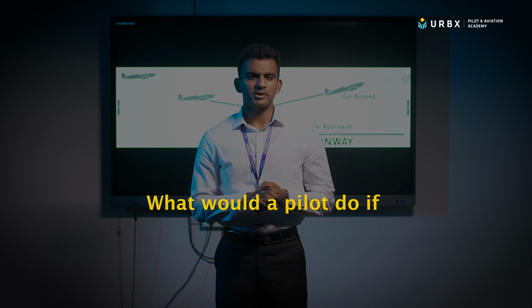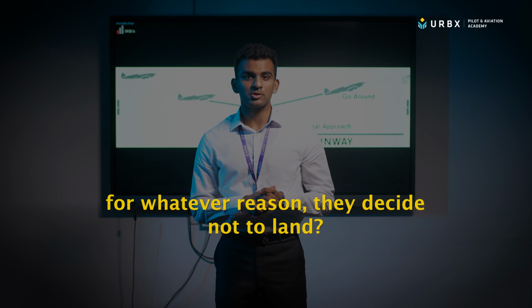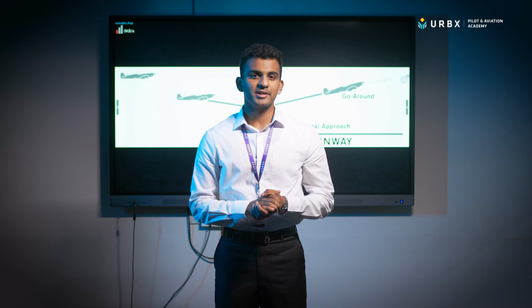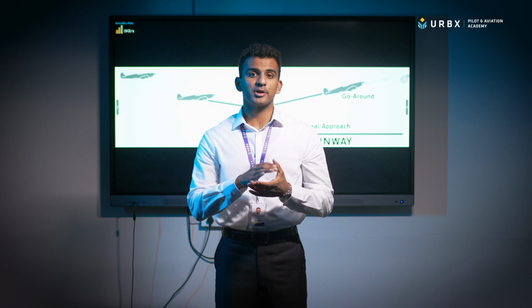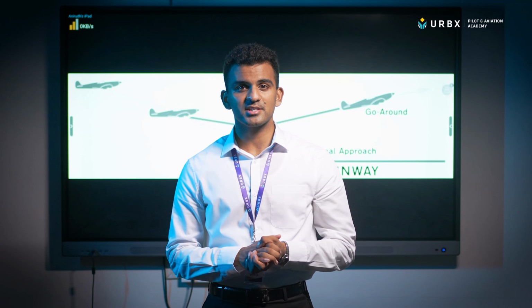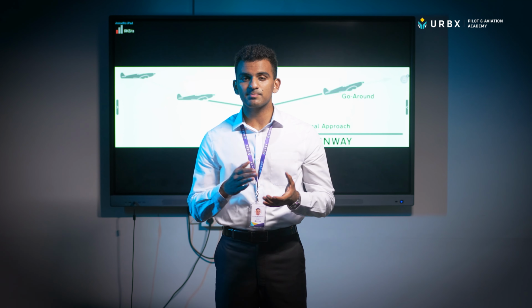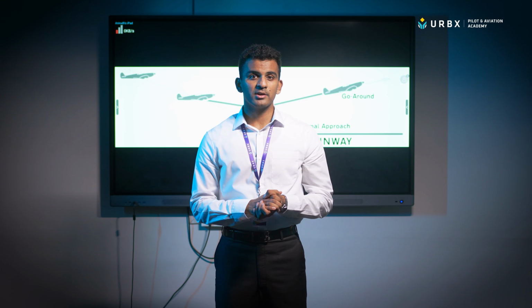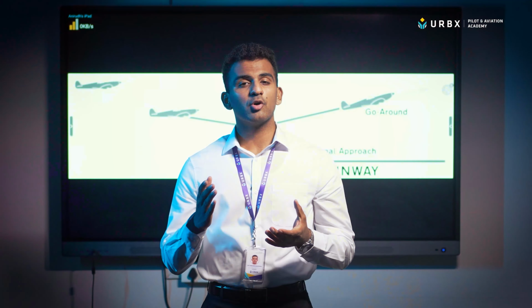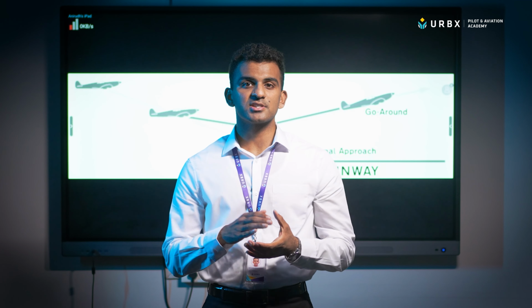What would a pilot do if for whatever reason they decide not to land? In this situation, a pilot performs a procedure known as a go-around. A go-around can be done for various reasons. This includes an unstable speed, weather, changes in wind, and even poor visibility. A go-around at the end of the day is in the interest of safety.